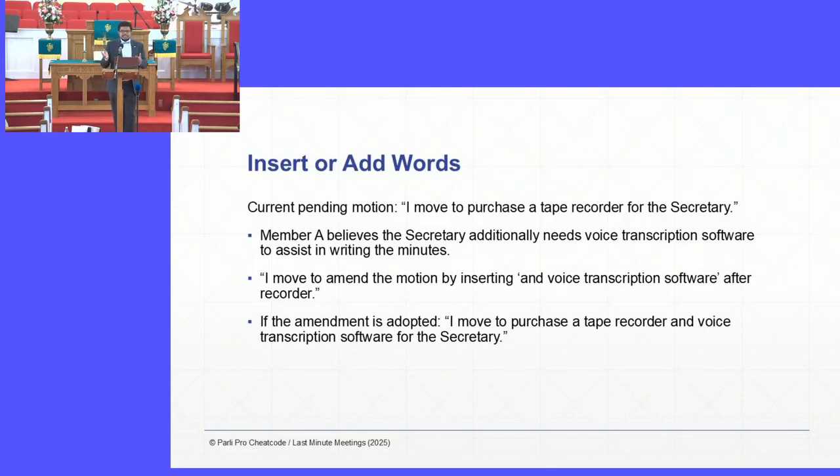Again, in that instance, during the debate, you could say, you know, Mr. President, I really support this motion. The secretary needs a tape recorder to help with the minutes, but they also need software to go along with it. So I ask unanimous consent. Can we amend this by putting in this voice transcription software with the tape recorder? The chair can say, okay, were there any objections to amending the motion by adding in the voice transcription software? Okay, there's no objections, the motion's amended, and now the motion reads to purchase a tape recorder and voice transcription software for the secretary. Okay.